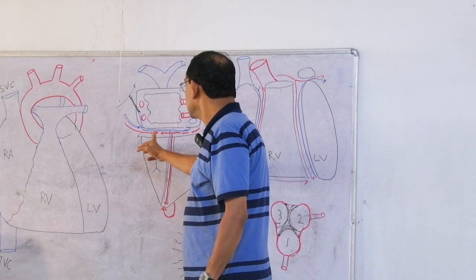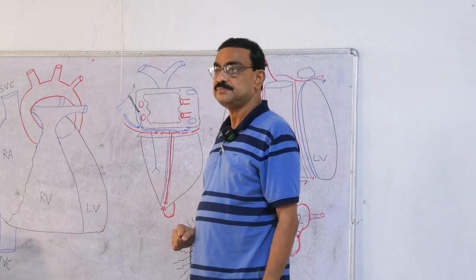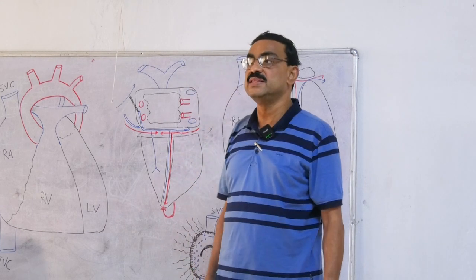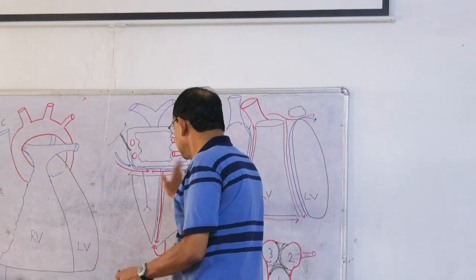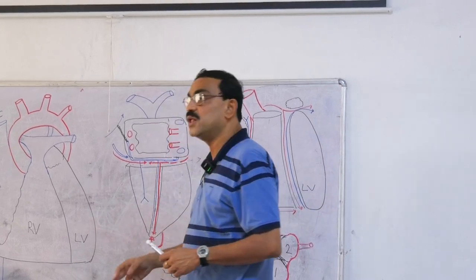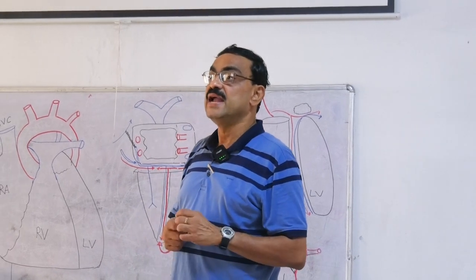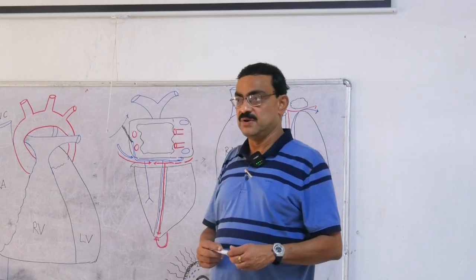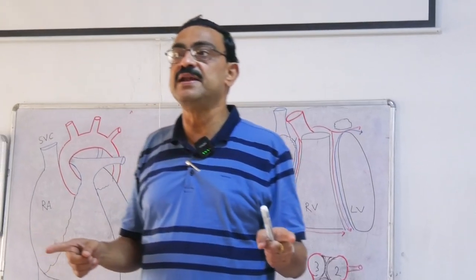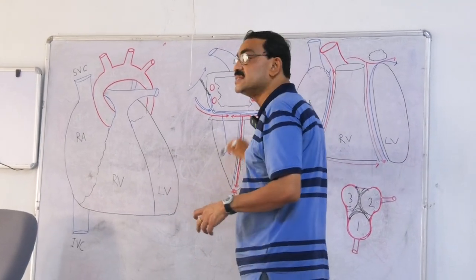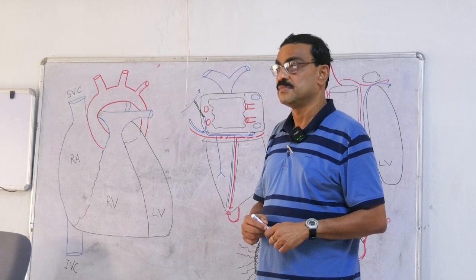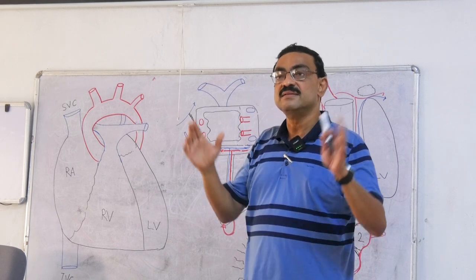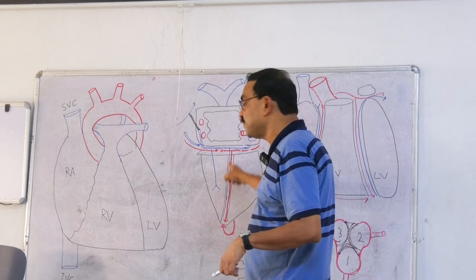Before that, this right coronary artery gives a branch which goes in between the ventricles. This is the right ventricle, this is the left ventricle. In between the ventricles, this is called the posterior interventricular branch. This is the anterior interventricular branch, and this is the posterior interventricular branch. The posterior interventricular branch is generally contributed by the right coronary artery. Sometimes it may come from the left coronary artery. In 70 to 80% of cases, this branch comes from the right coronary artery.